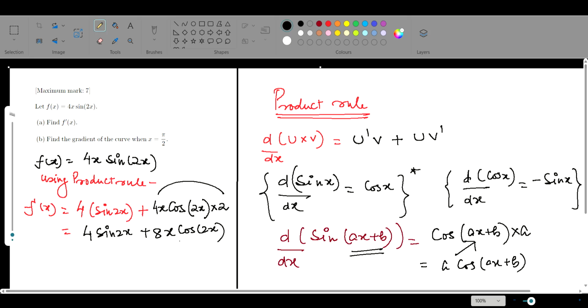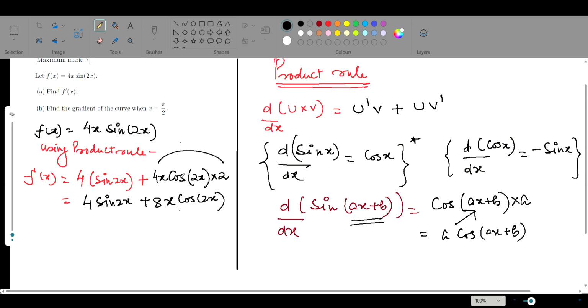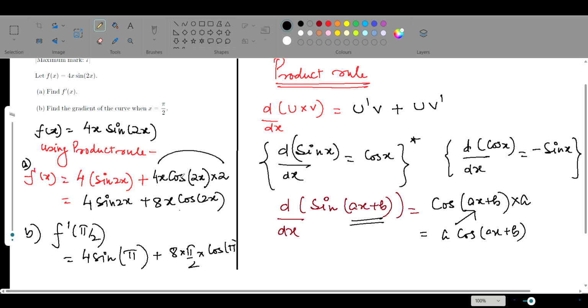Now find the value of the gradient of the curve at pi by 2. This is the part A answer. So we need to find the gradient of the function at pi by 2. So I need to substitute pi by 2. So 4 sine of 2 times pi by 2 will be pi. 8 times x, x is pi by 2, so I need to substitute pi by 2 over there. And cos of 2 times pi by 2 again will be pi.